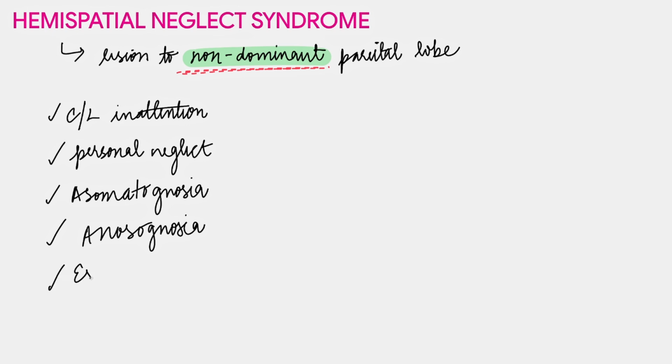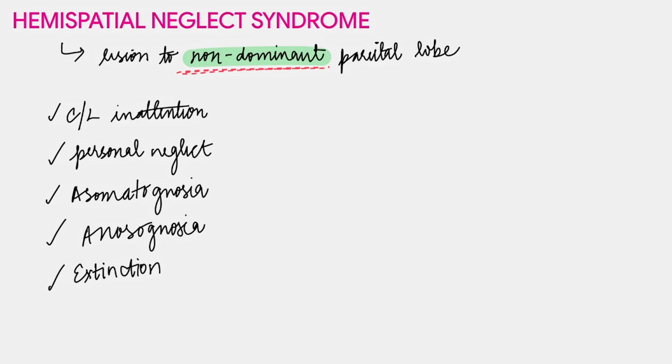Then there is extinction. There'll be neglect towards sensations also. If a patient has hemispatial neglect syndrome and let's say you touch both of his shoulders, the patient is only able to appreciate sensation on one of his shoulders.